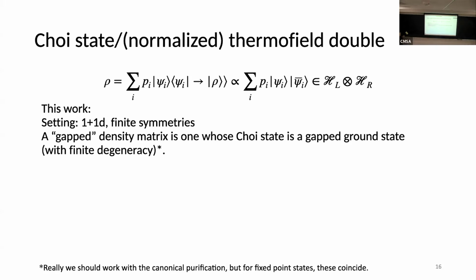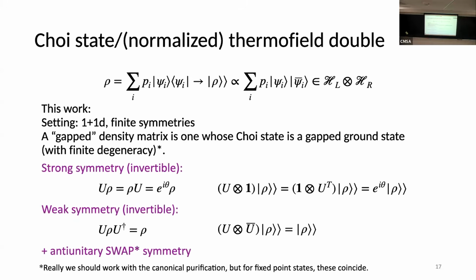We'll be working with finite symmetries in 1+1D. And we'll just say that a density matrix is gapped if its choi state is the gapped ground state of some gapped Hamiltonian. Because the choi state is a pure state, we can understand it and use the typical definitions. So this is the starting point we're going to use.